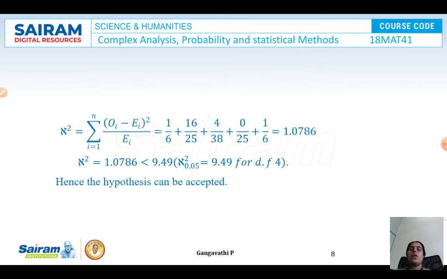So now, knowing the observed frequency and expected frequency, chi-square can be evaluated by using this formula. Substituting and simplifying, we get chi-square equal to 1.0786, which is less than 9.49. The 9.49 is the tabulated value from the chi-square distribution table at degree of freedom 4 and 0.05 confidence limit. So therefore the hypothesis can be accepted.